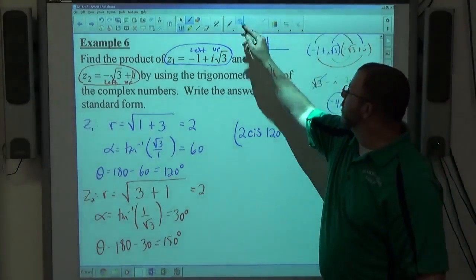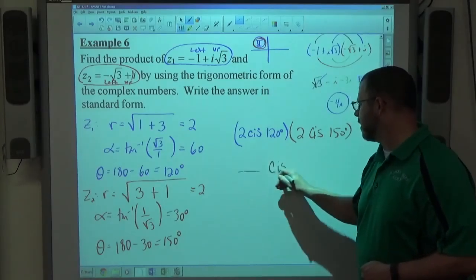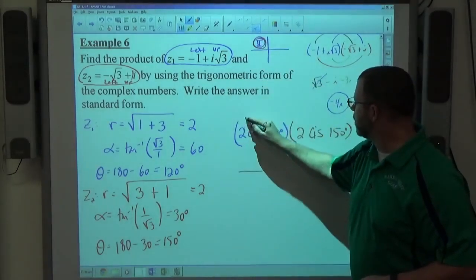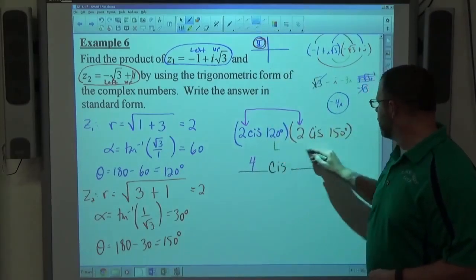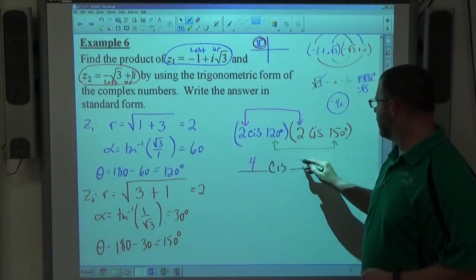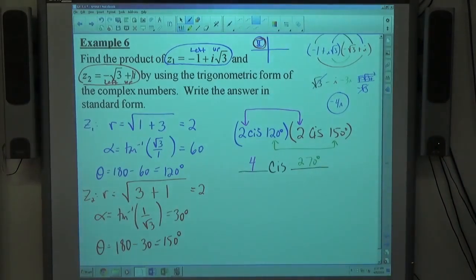And once I get trigonometric form, now I'm allowed to apply that rule. Looking for something CIS something. I'm going to multiply these together to get the magnitude. 2 times 2 is 4. I add the angles together to get the angle. 120 plus 150 is 270. And that's the trigonometric form answer.